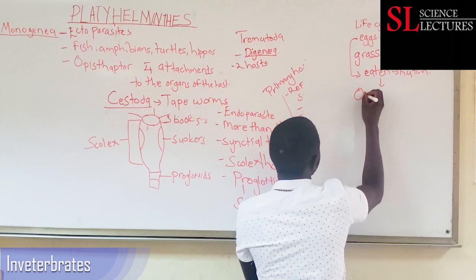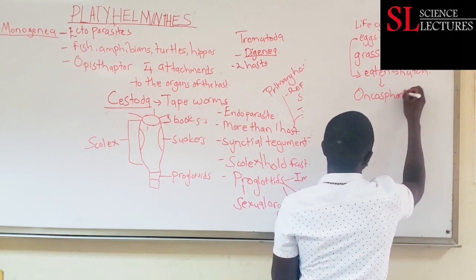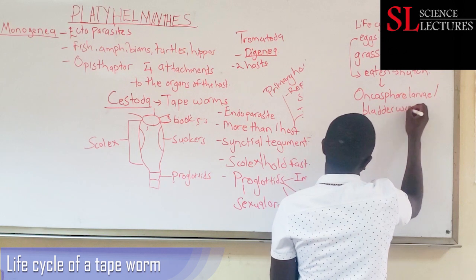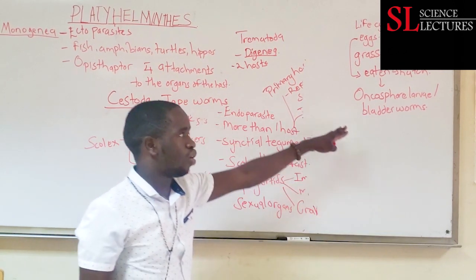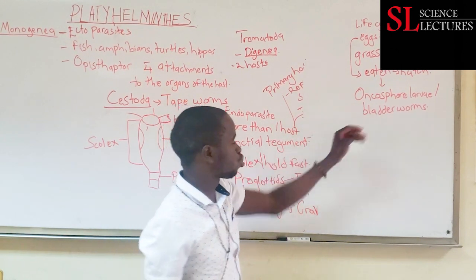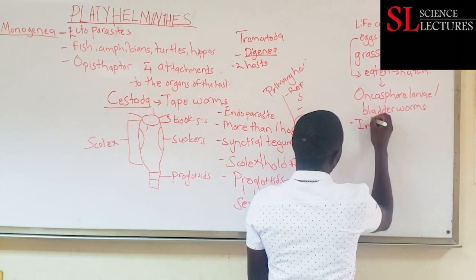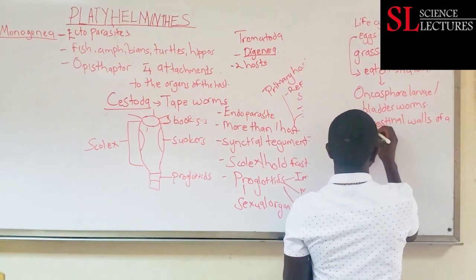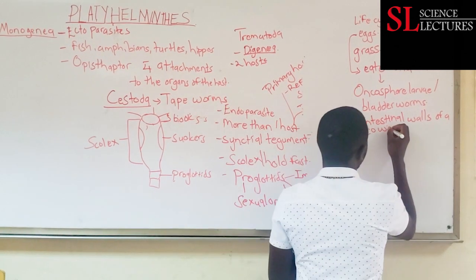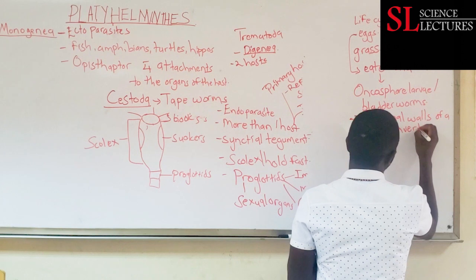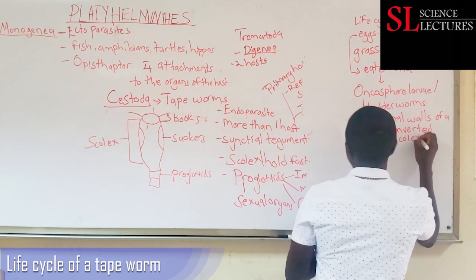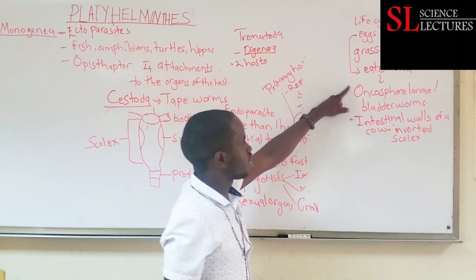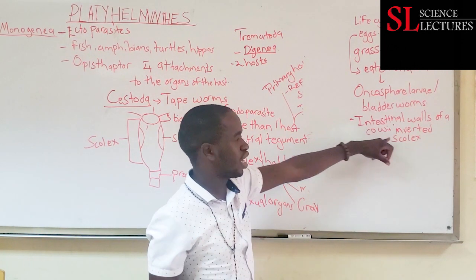To form a type of larvae called the oncospora larvae, or what you call the bladder worms. So these oncospora larvae or bladder worms shall swim and go and hide themselves in the intestinal walls of a cow. So within the cow, they shall develop to form an inverted scolex. So this is an inverted scolex. So when these eggs reach their height, they shall form an oncospora larvae with an inverted scolex.